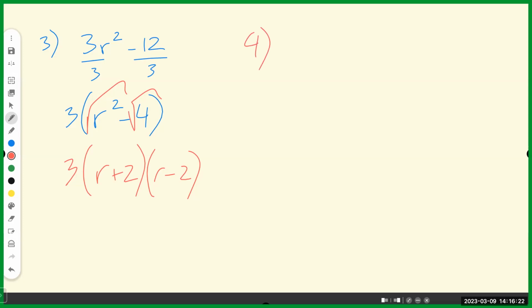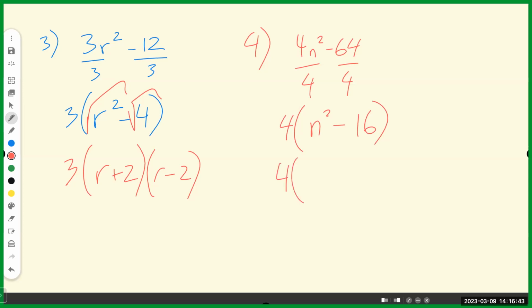4n squared minus 64. First step is always to factor out the greatest common factor, which is 4. So we got 4 times n squared minus 16. Did you know that 16 is a perfect square? Yes, it is. Watch this, ready?